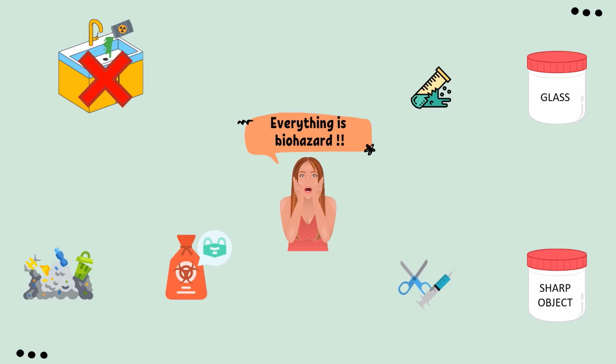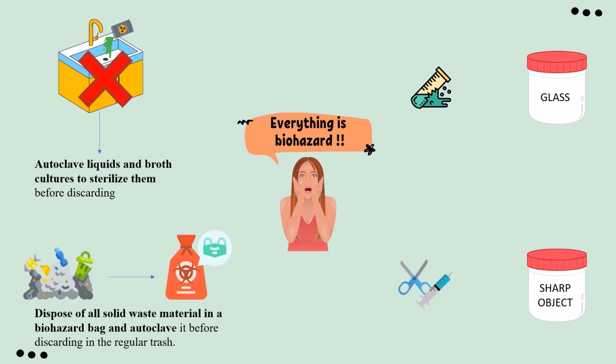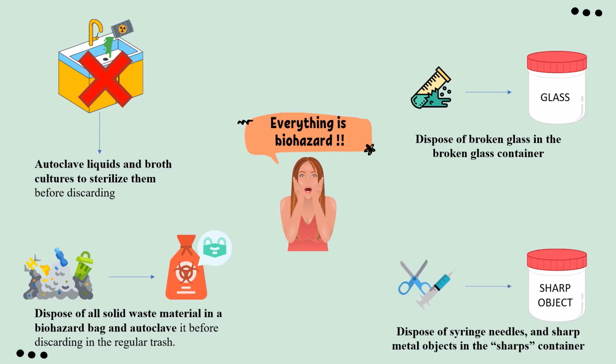We have to consider everything in the laboratory a biohazard. Therefore, do not pour anything down the sink, but instead, sterilize liquids or broth cultures by autoclaving them before discharging. As for solid waste material, dispose of it in the biohazard bag and autoclave it before discarding in the regular trash. Dispose of any broken glass in the broken glass container, and last but not least, dispose of sharp metal objects or stray needles in the sharps labeled container.